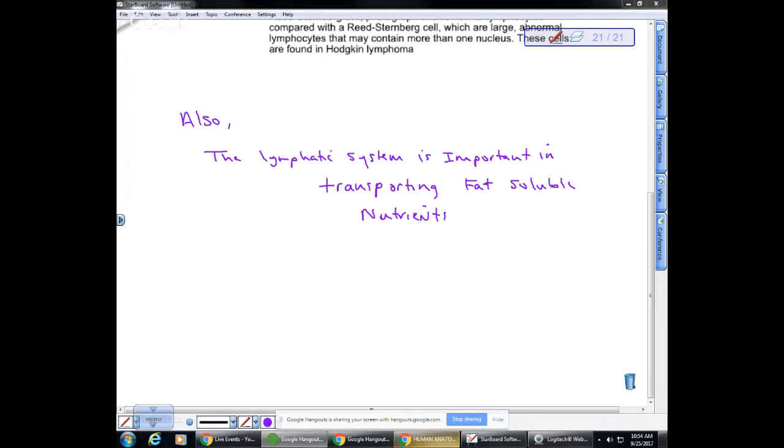And we are going to move to chapter 21. That is the immune system, for Wednesday.